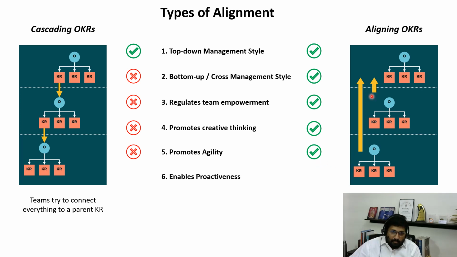And aligning OKRs provides proactiveness. They can adopt the proactive approach, but whereas the cascading OKRs, they cannot do the proactive approach because they need to stick to what has come up from the top and the next level and the next level.